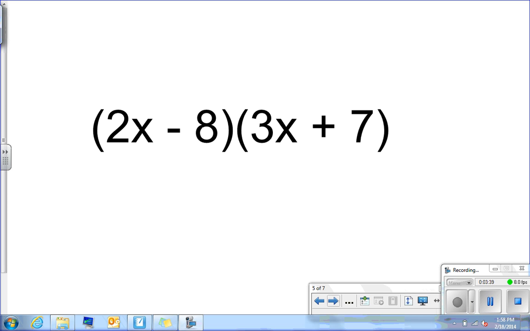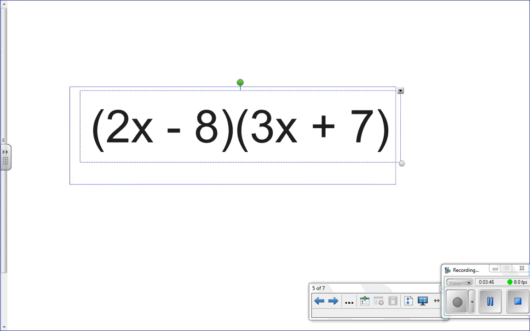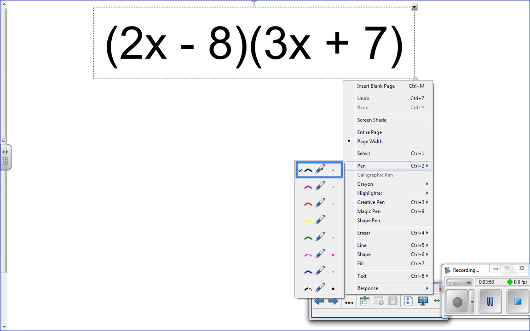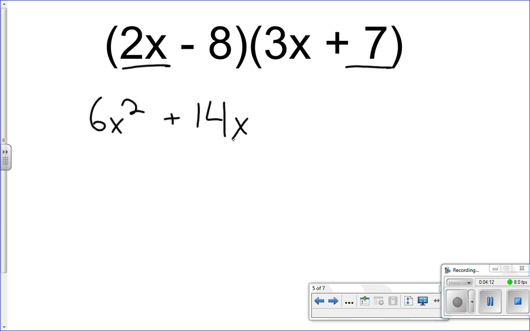Try this one. This one's a little bit harder. If you need to, pause the video. Take your time doing it, but I'm going to walk through it now. So step 1, I have 2x minus 8 times 3x plus 7. I'm going to do the first terms. So I'm going to do 2x times 3x, and that gives me 6x squared. Now I'm going to do the outer terms. So 2x times 7, which is plus 14x.